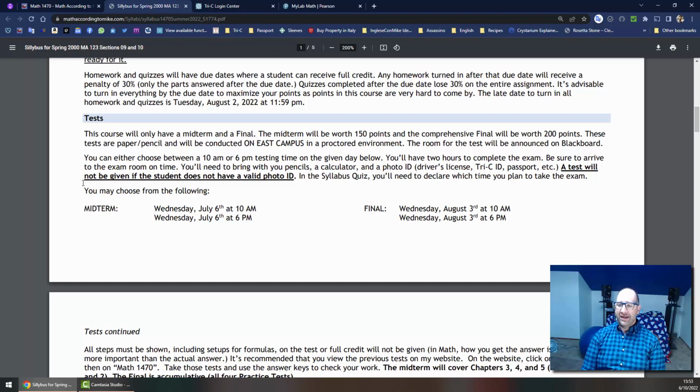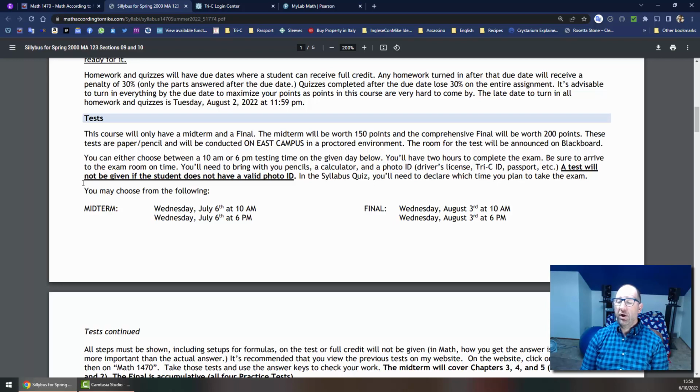You will need to bring a student ID. You need to bring a photo ID. So student ID is great, passport's fine, driver's license fine, in order to take the test. If you don't have it, you will not be given the test, no matter what the reason.